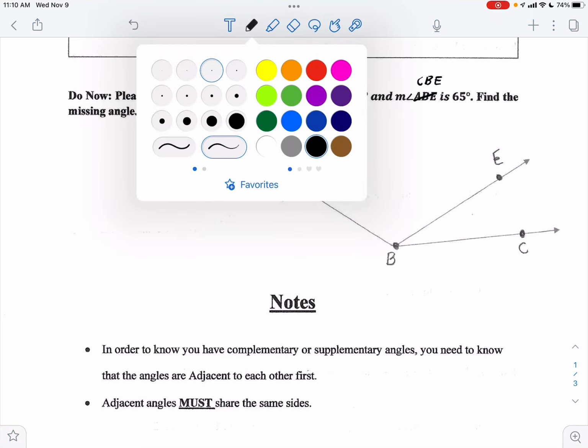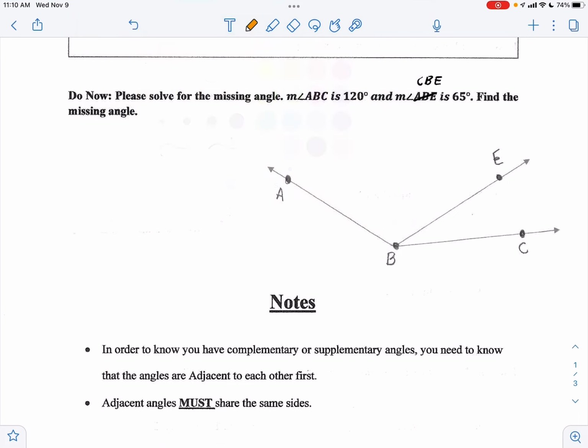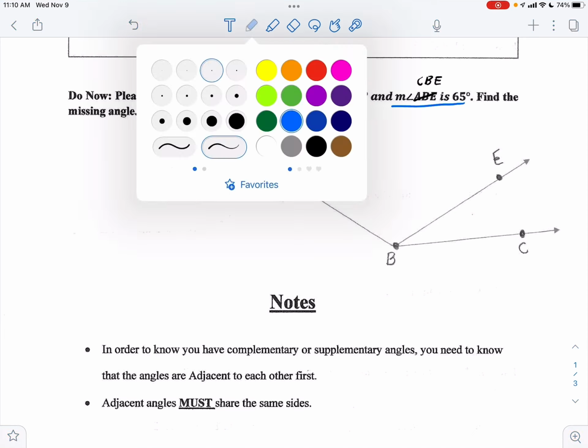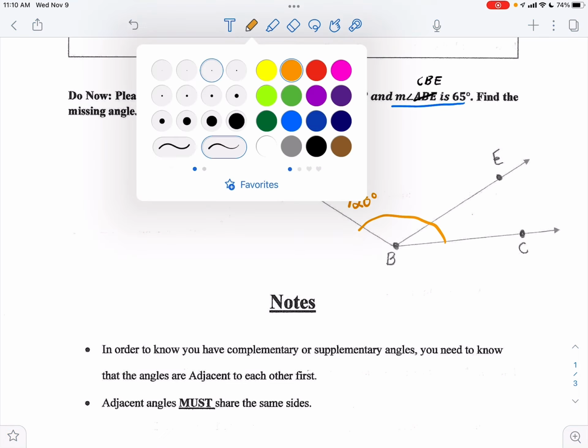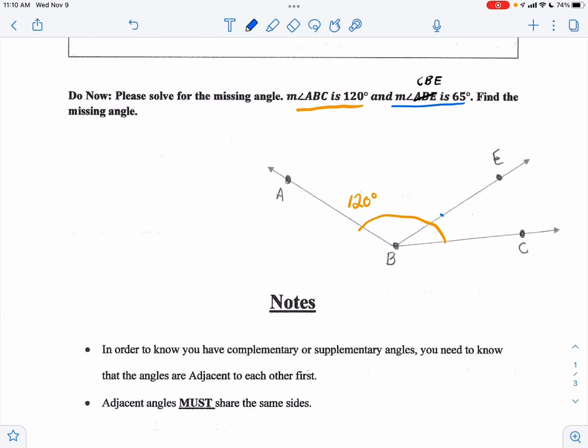All right, so let's try this out, right? We have our angle ABC is 120. You guys should have underlined that, right? And angle CBE 65. So let's mark what we know. We know angle ABC is 120 degrees and angle CBE, right? We're going to use 2 marks, 65 degrees. Hopefully you've written this.